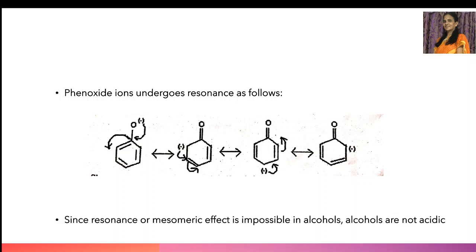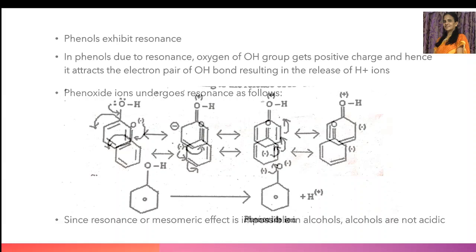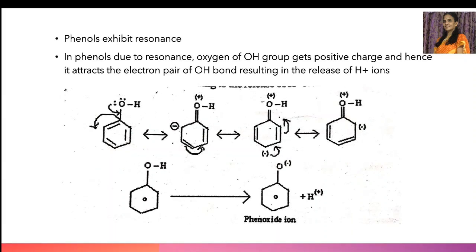Due to resonance, and we know that the more the number of resonance structures, the more the stability. So this phenoxide has a number of resonance structures, thus it is more stable. Now compare this to phenol. In phenol, oxygen has a positive charge and carbon has a negative charge. This is called charge separation, so that a single molecule has two different charges. Whenever charge separation is present in a molecule, that molecule is less stable.